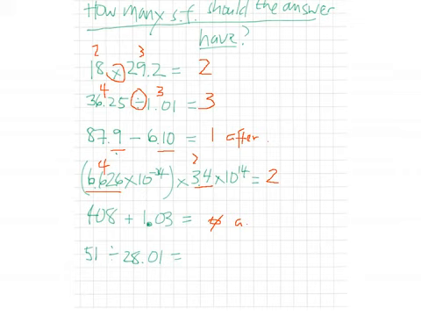And then 51 divided by 28.01. Again, we're back to the total number. 51 has 2. 28.01 has 4. So we will have 2 total in our answer.